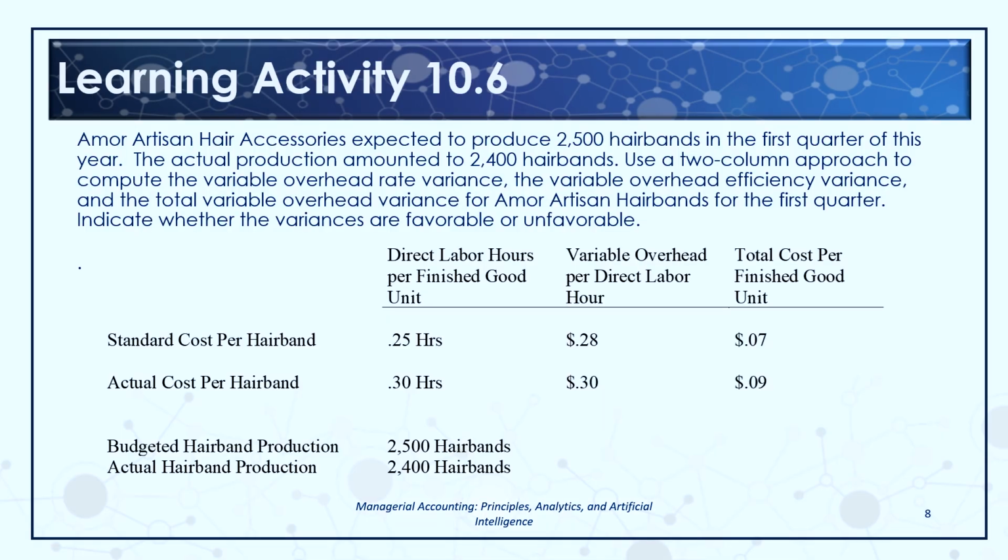Now complete Learning Activity 10.6. Mor expected 2,500 hair bands but produced 2,400. Compute the variable overhead rate variance, the variable overhead efficiency variance, and the total variable overhead variance. Use the two-column approach and indicate favorable or unfavorable. Pause your video here. Once you're finished, compare your answers with the solutions provided in the back of Chapter 10.